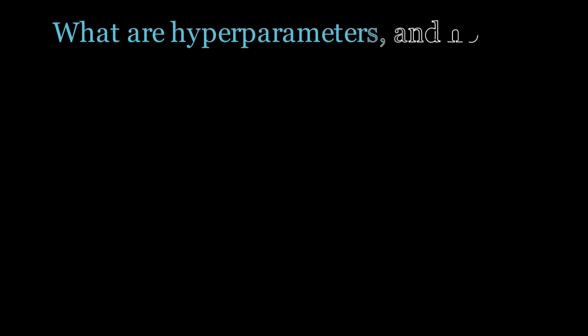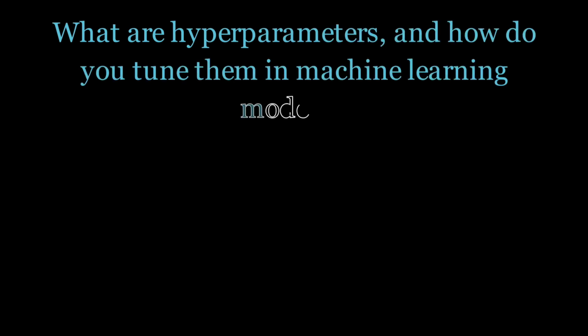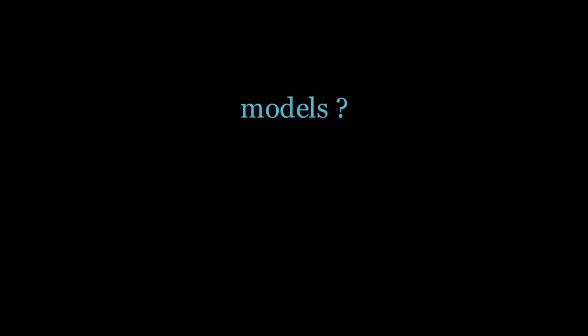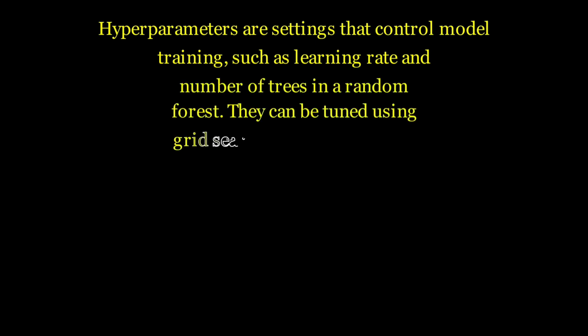What are hyperparameters and how do you tune them in machine learning models? Hyperparameters are settings that control model training, such as learning rate and number of trees in a random forest. They can be tuned using grid search or random search.